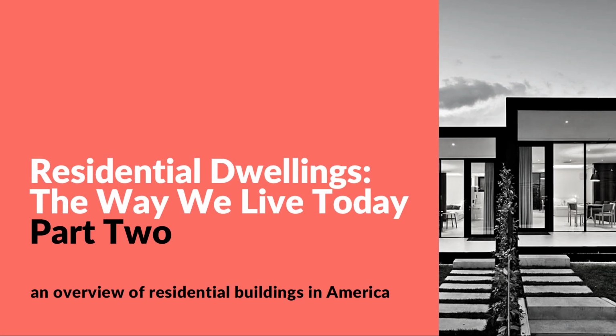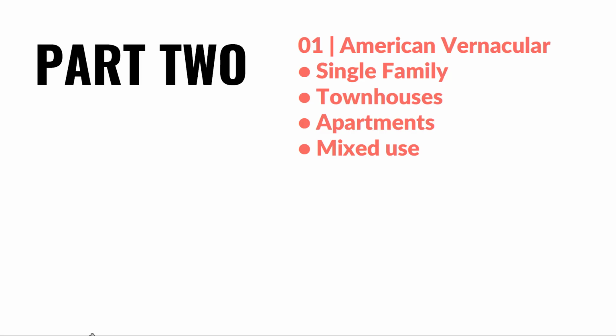In this video, we'll be looking at residential dwellings, the way we live today, part 2. So continuing our overview of residential buildings in America. We'll be starting out really by talking about what vernacular architecture is, what that term means, and then just doing a really brief overview of single-family home styles, townhomes, apartments, and mixed-use buildings.